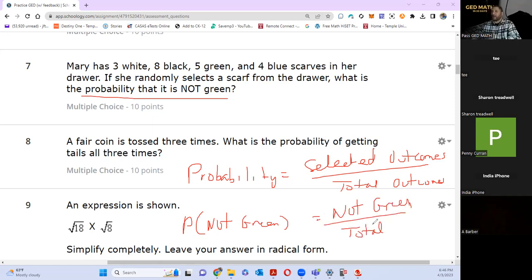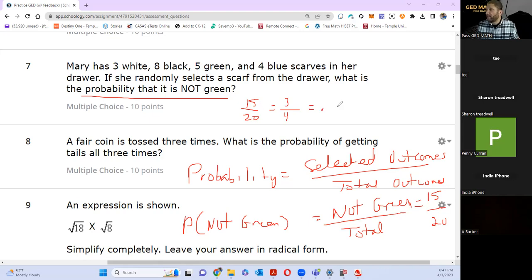How many are not green? You got 15. 15 are not green. How many total do I have? 20. So the probability of not green is 15 over 20. Okay, well, I got to reduce that to lowest terms. What's the greatest common factor? What's the highest number that can go into 15? 5. How many times does 5 go into 15? 3 times. And 5 goes into 20 how many times? 4 times. So your fraction is 3/4. What's your decimal equivalent of 3/4?